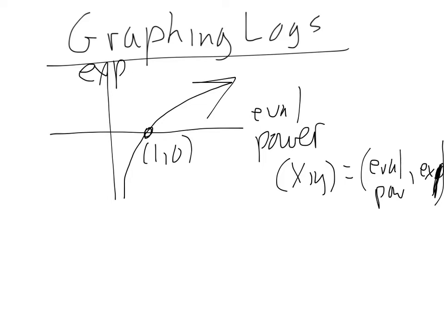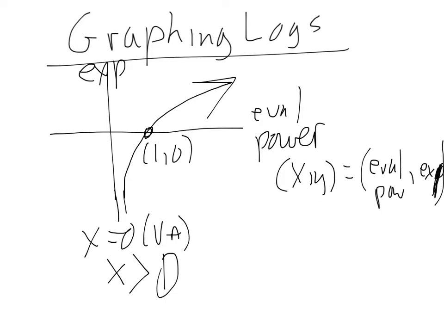We know the vertical asymptote is at x equals 0, and we know our domain is x greater than 0, because it isn't possible to repeatedly multiply or divide something and get a negative. Okay, so we're going to do some sketching now.